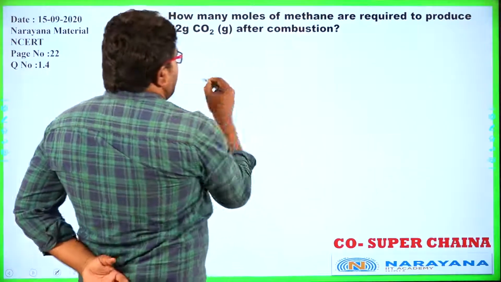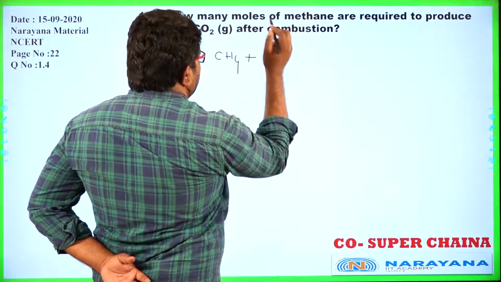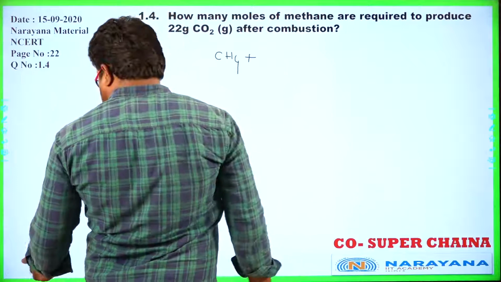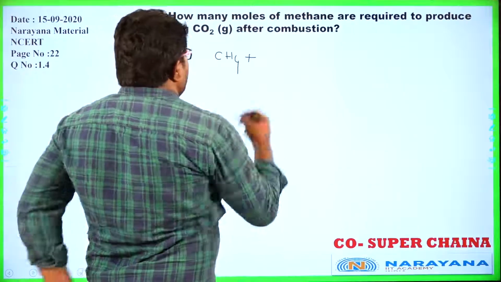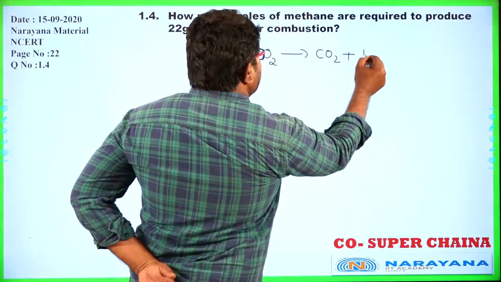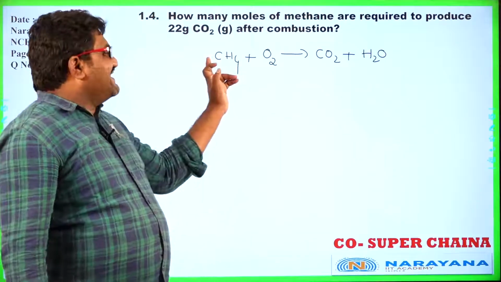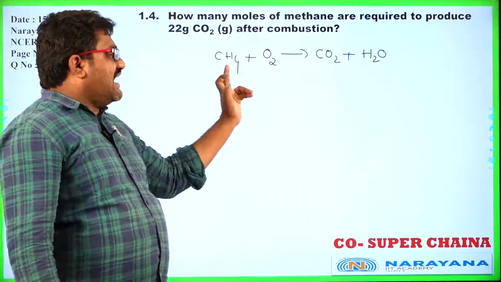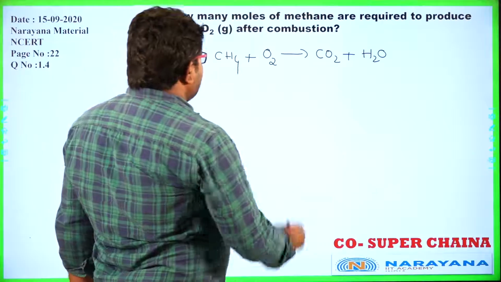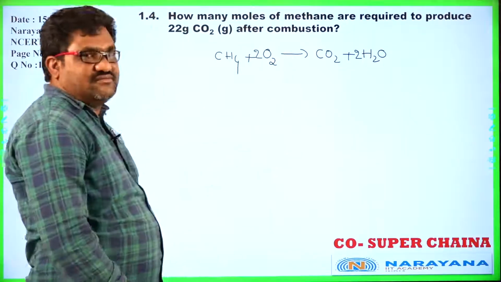Methane is nothing but CH4. Under combustion, it requires oxygen, O2, and gives rise to CO2 plus H2O. Any hydrocarbon undergoing combustion converts its carbon to CO2 and its hydrogen to water, as I already told you. For balancing, 4 hydrogens are there, so 2 moles of water and 2 moles of O2 are required.